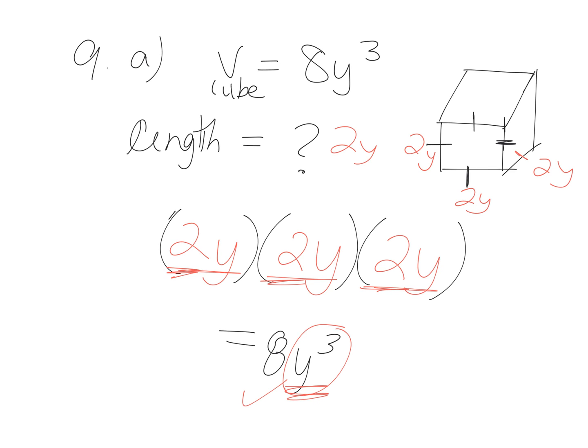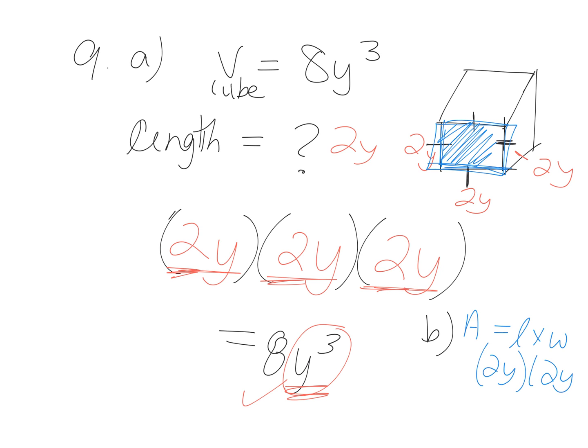That's for question A. Question B says, what is the area of one face of the cube? So look here. This is the face of the cube. What is the area of this? We'll call it a square. How do you find the area of a square? Length times width. What's the length of the square? 2y. And what's the width? 2y. Not just 2, it's 2y. So what's the area of that face? 4y to the power of 2.